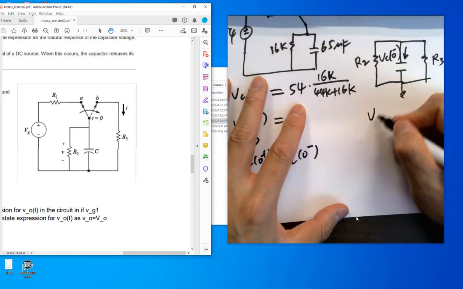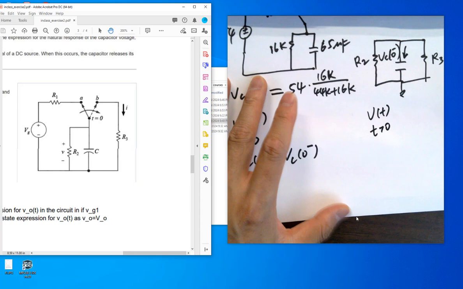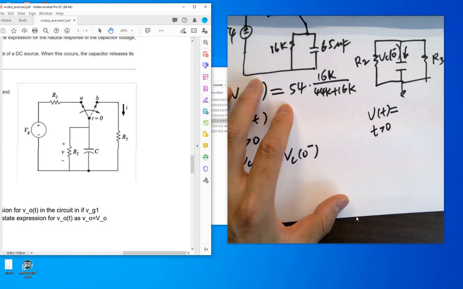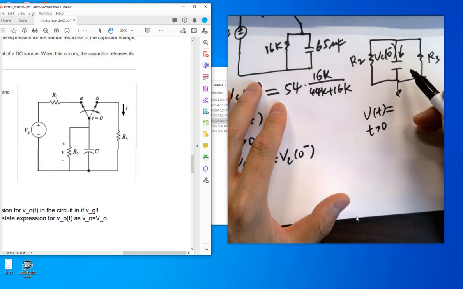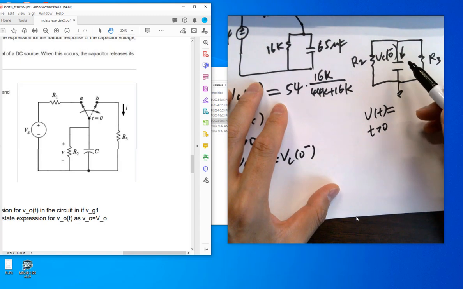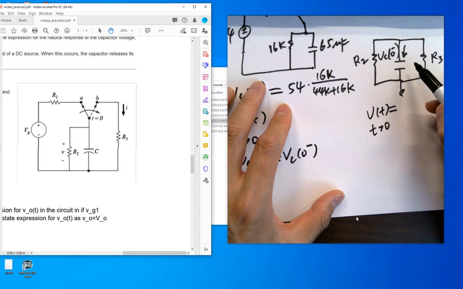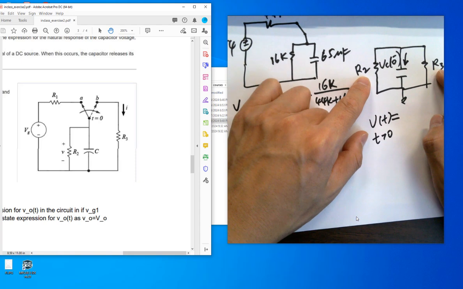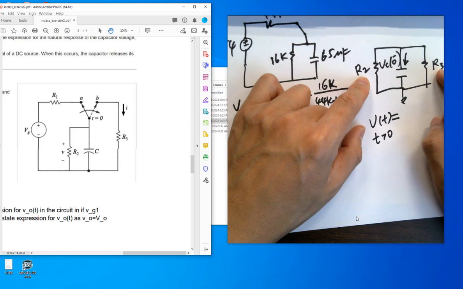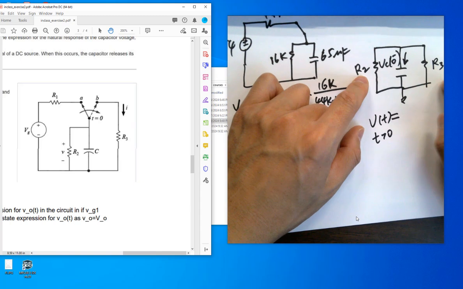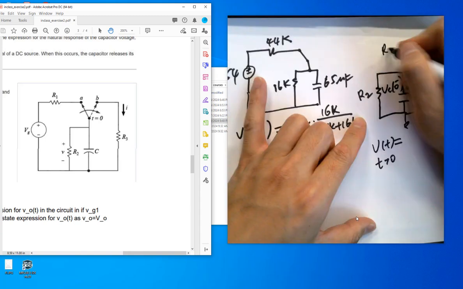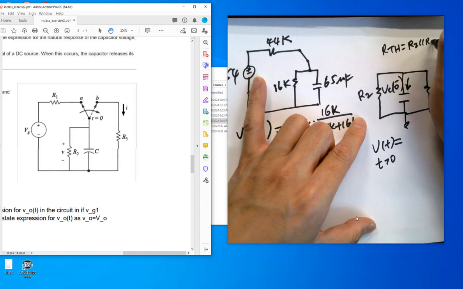What is VT? So first, what is the equivalent resistance for this discharging circuit? R2 plus R1, R2 times R1, oh no, R2 times R3, R2 plus R3, R2 divided by R3. Just kidding. What is the equivalent resistance? Parallel circuits, right? So RTH equals R2 in parallel with R3. What's next?